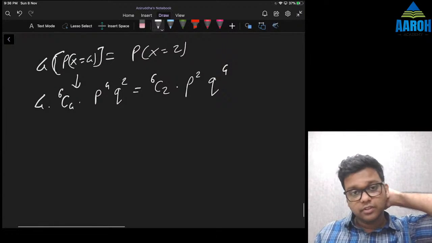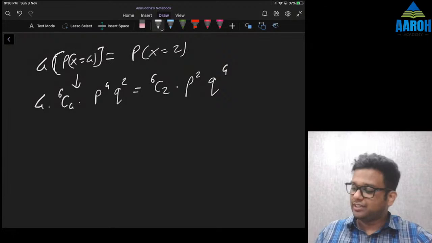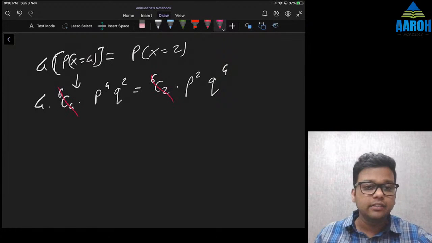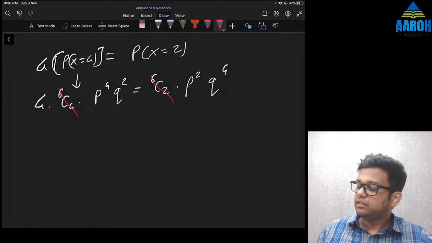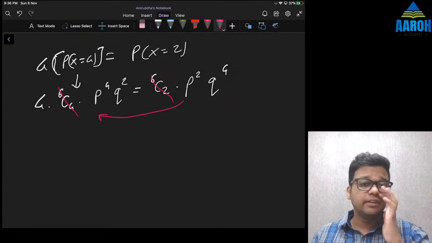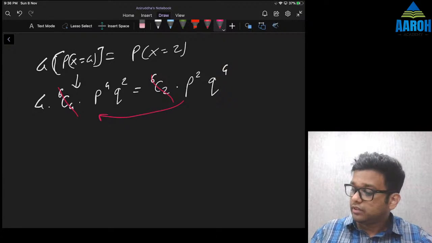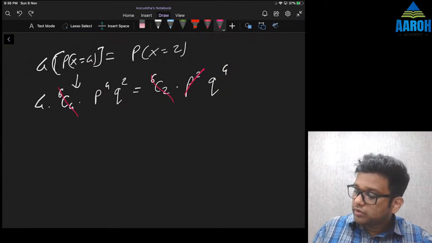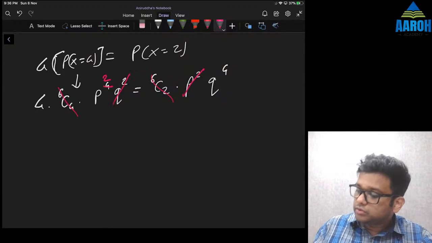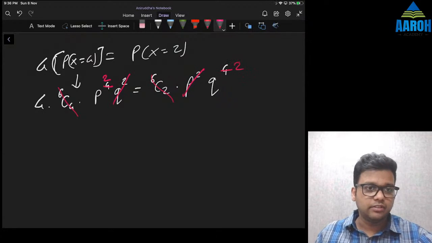Now if you remember combinations, 64 and 62 are same, so they should be cancelled directly. Don't do anything with that. Then this is p square. If we divide it here, then we can cancel it with p raised to 4. So this p square will be cancelled and here only q square will remain. Similarly, this q square will be cancelled and here only p square will remain.